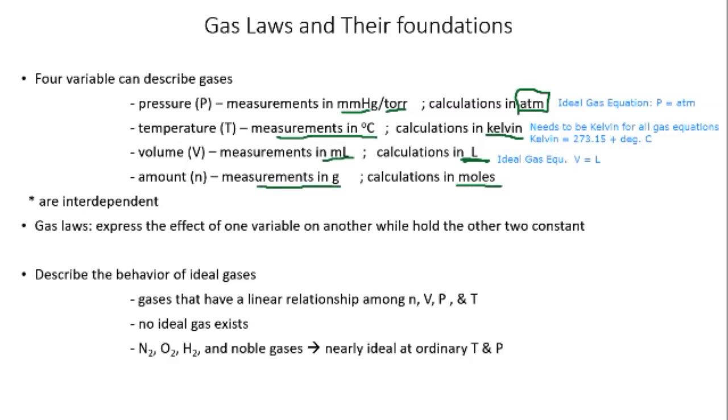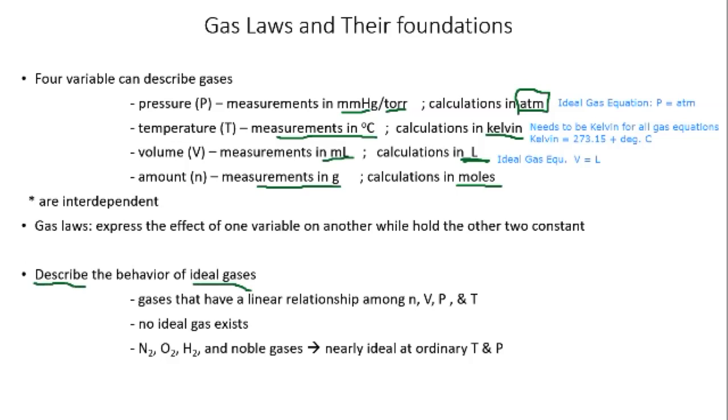Now, these are all interdependent on one another, and we're going to talk about what that means in just a second. So, for example, how does pressure behave with changing temperature at constant volume and moles? So we're going to look at the interdependency of all these different properties or variables of gases. And that's where the individual gas laws come into play. Now, when we're talking about gases, generally we describe them as ideal gases.